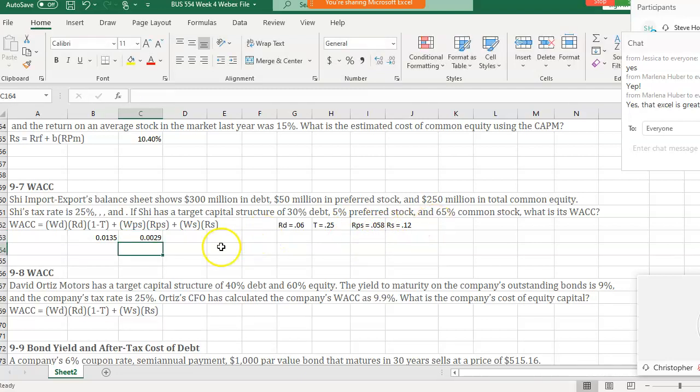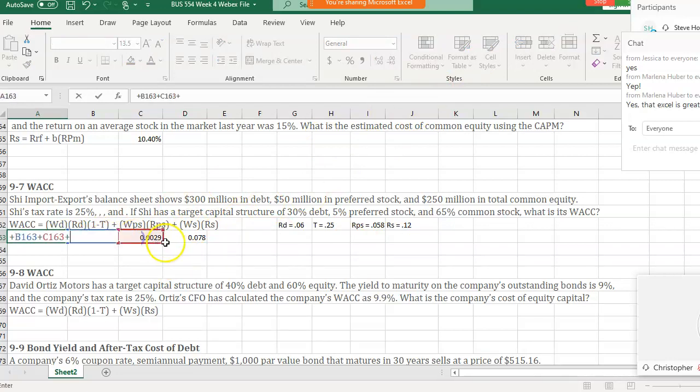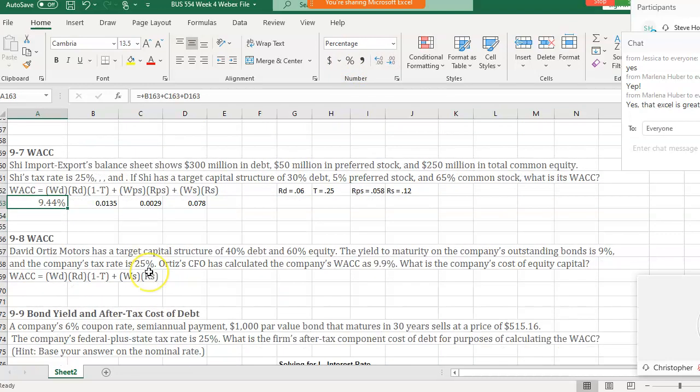Okay. Then do the same thing for the stockholders' equity. My weighting there is 0.65. I multiply that by the 0.12. Okay. So then I add those across. We just do plus each one. And I get to 0.0944 or 9.44% as my WACC. So the WACC is 9.44%.